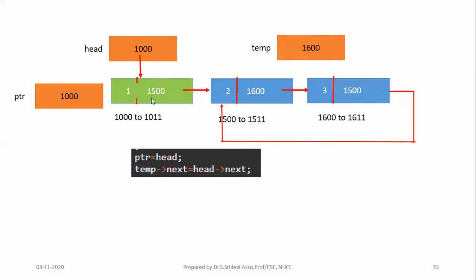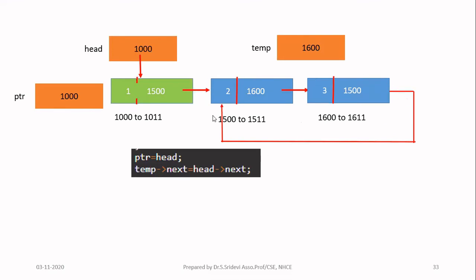Okay, so how to do that? How to get this 1500? It is nothing but the next field of head. Head is containing 1000. So in 1000, in the next field, you have 1500. So this you have to take and you have to store it here. Okay, so how to access this one? This is nothing but next field of 1600. 1600 is available in temp. So it is nothing but next of temp. So I am writing the statement next of head is stored in next of temp. When I do that, this arrow will be created.